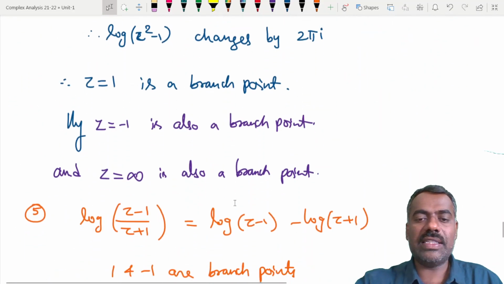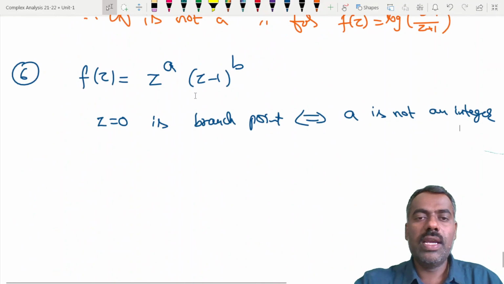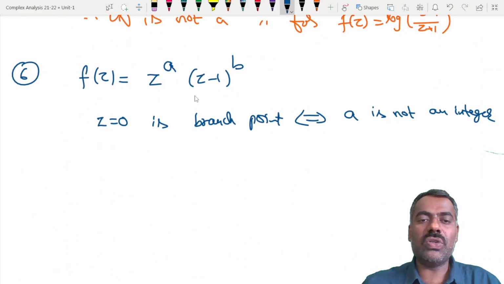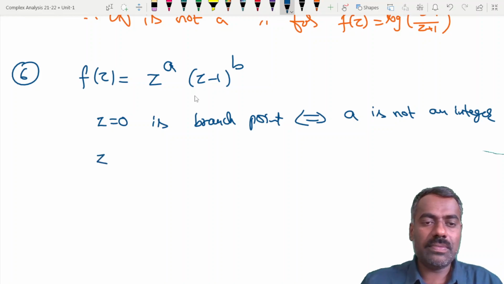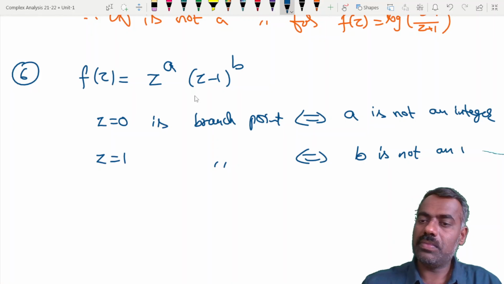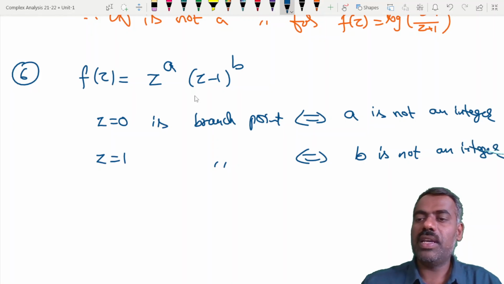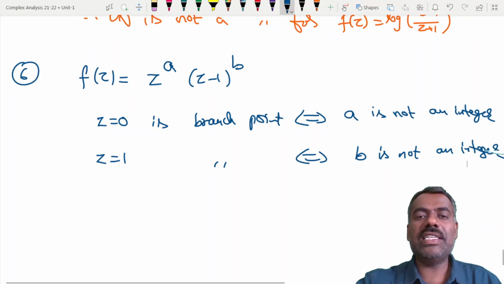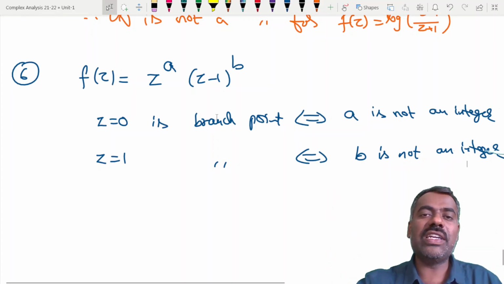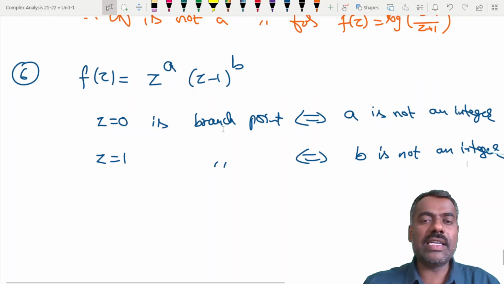So if you take z to the power a, when a is not an integer, you can easily check that z equal to 0 is a branch point. Similarly, what can you say about z equal to 1? It is a branch point if and only if b is not an integer. For example, take (z minus 1) to the power half, then 1 is a branch point for that. Clear?